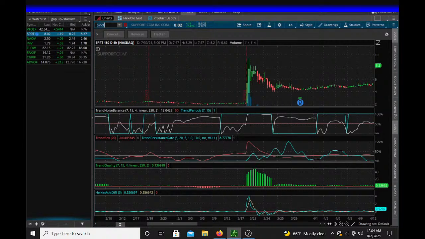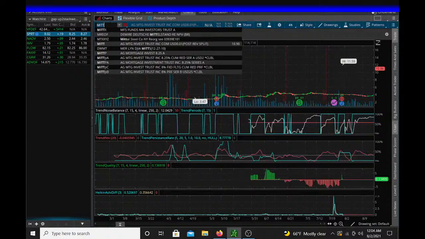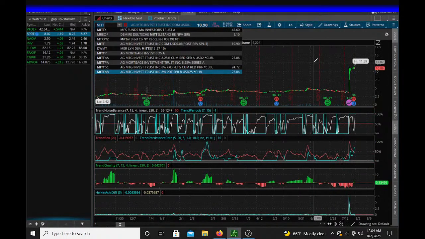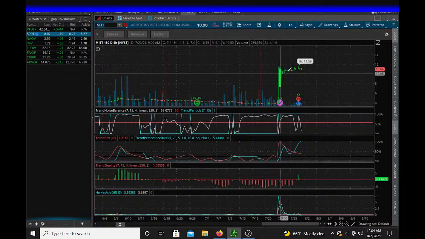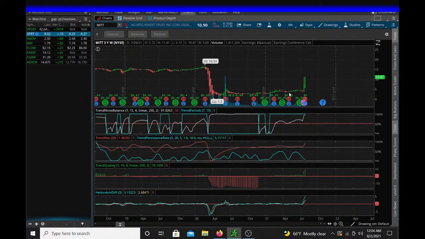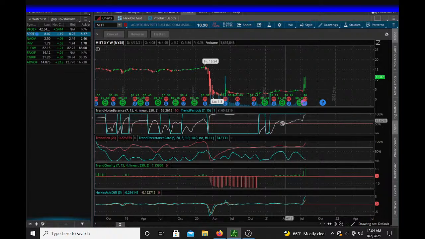Okay. Let's check out Mitt here. Now this is one that came across the watch list. Seems like it had its big jump up. Alright, but let's see if the trend periods caught it on the weekly before it did. And it certainly did. Alright, on the weekly time frame it got it. And the noise balance got it. It looks like a low.